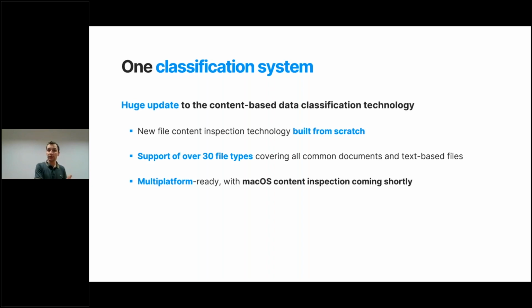So the new content inspection technology is brand new, it's been rebuilt, and hopefully we've addressed as many problems and issues and worries as we could. One of the first worries that we addressed was the file type support, because you told us that this is good, but it doesn't work with this and that file type, and I have these and that documents in my environment, how do I protect them? So now the new technology supports more than 30 file types, and it should include all major text-based and document-based files that you are using in practice.